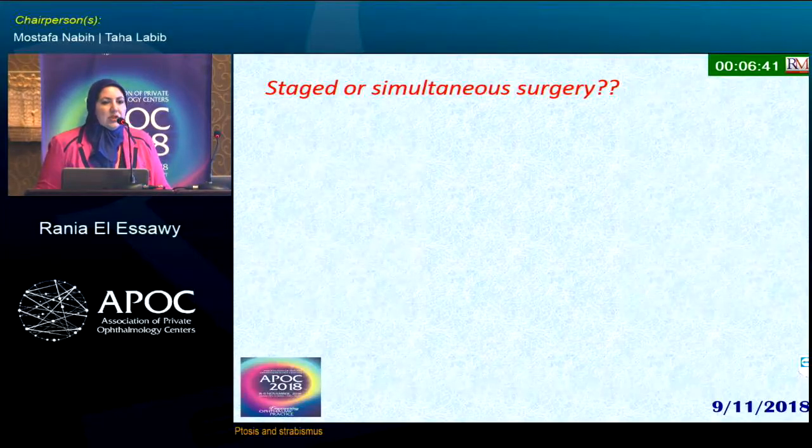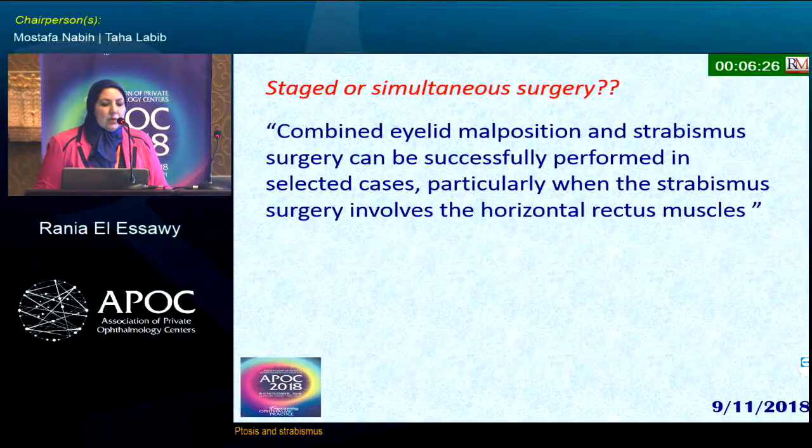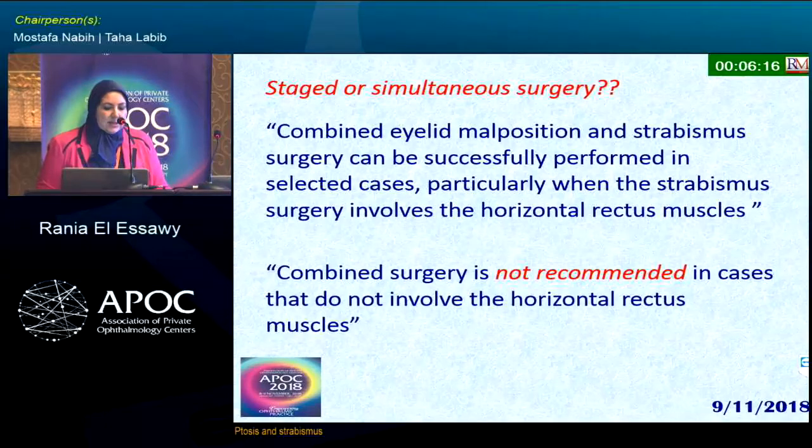Staged or simultaneous surgery in both of the previous conditions. This has been the subject of interest for many investigators recently, and many papers have been published regarding whether to do the strabismus and ptosis surgery separately or both of them together. And the result was that they concluded that the combined eyelid malposition and strabismus surgery can be successfully performed in selected cases, particularly when the strabismus involves the horizontal rectus muscles. However, it is not recommended in cases involving the vertical muscles.